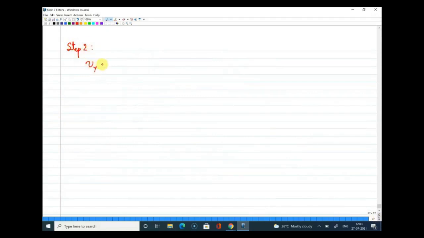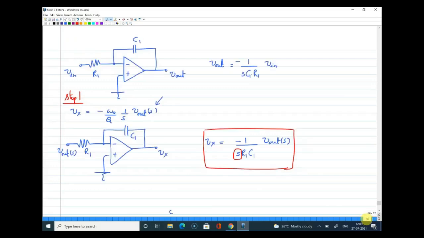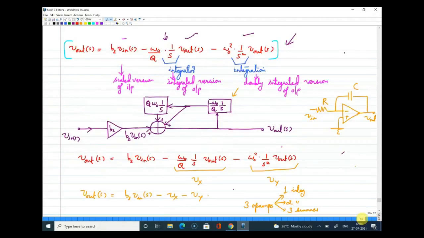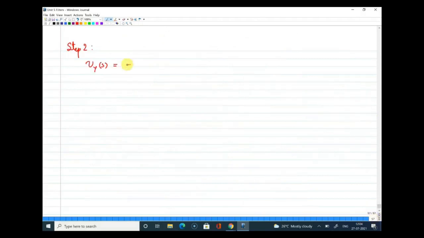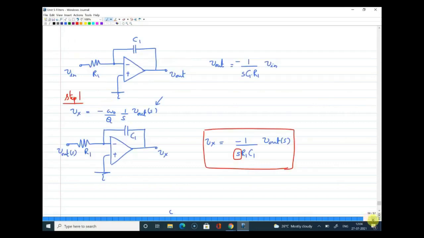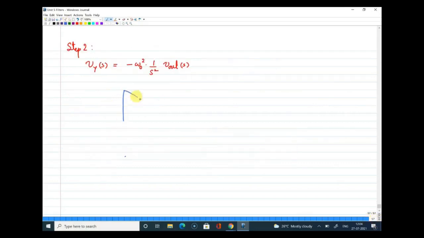What is Vy of S? Vy of S can be written, from our previous expression, as omega naught square into 1 by S square into V out of S. So it is minus omega naught square into 1 by S square into V out of S, right? So again, I bring in the integrator we used before: minus, plus, this is ground, this is another resistance and another capacitance. Since R1 and C1 are used, I'll call these R2 and C2.